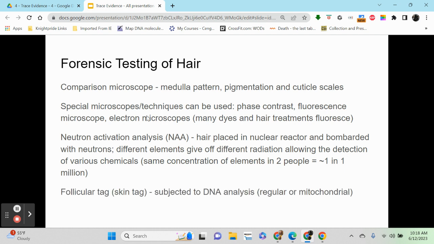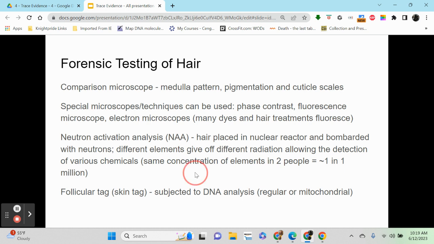Now, if you are fortunate enough to have the follicular tag or the skin tag, so maybe it's been pulled out. Maybe that skin tag was removed forcibly. Maybe it just came out during an attack somehow. That's not terribly common, but it can happen. Then you can have the opportunity to run DNA analysis on the cells that are part of that skin tag. And so from that now, you can get a DNA profile.